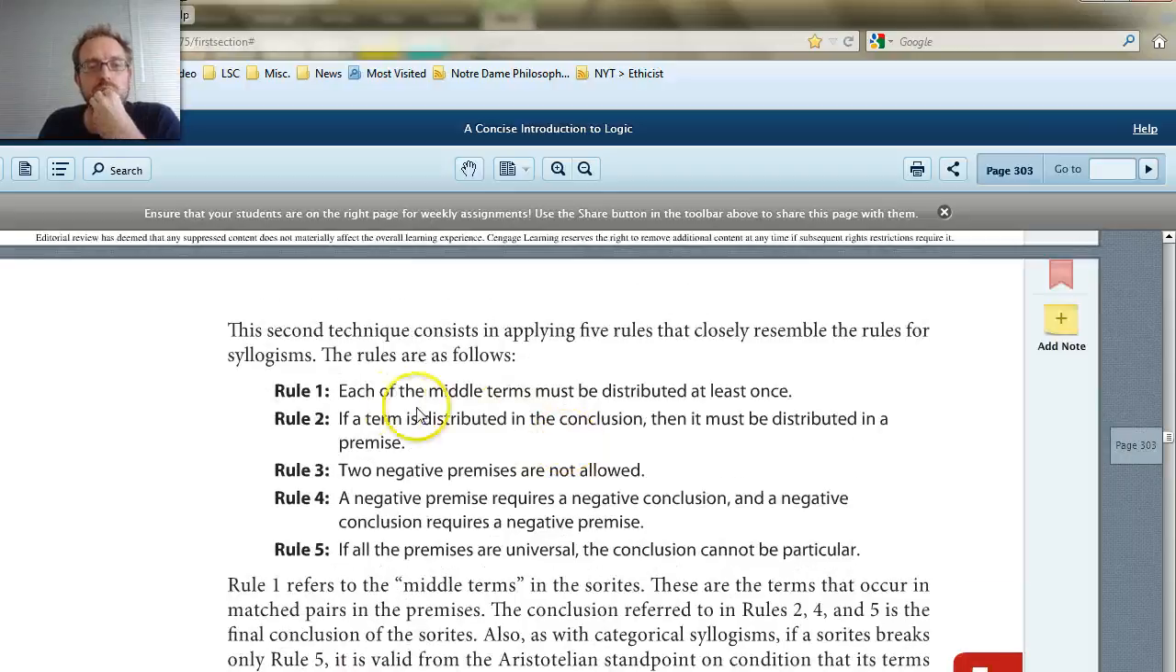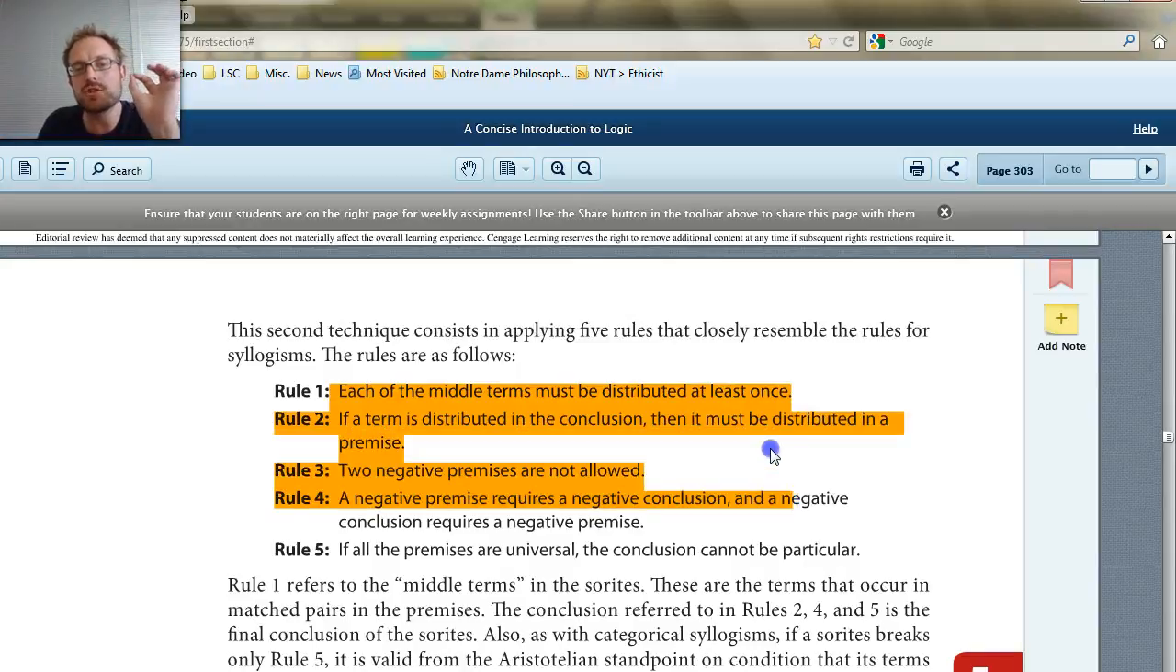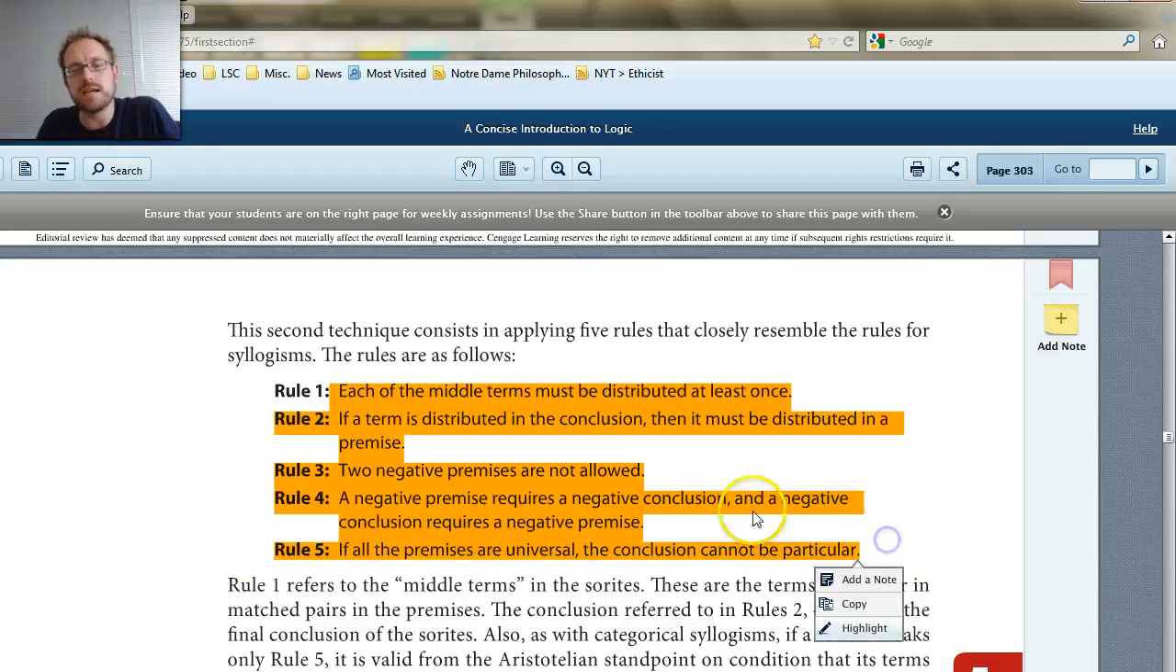Okay, here are the rules though. Each middle term must be distributed at least once. If a term is distributed in the conclusion, then it must be distributed in the premise. Two negative premises are not allowed. A negative premise requires a negative conclusion, and a negative conclusion requires a negative premise. And rule 5 is if all the premises are universal, the conclusion should not be particular.